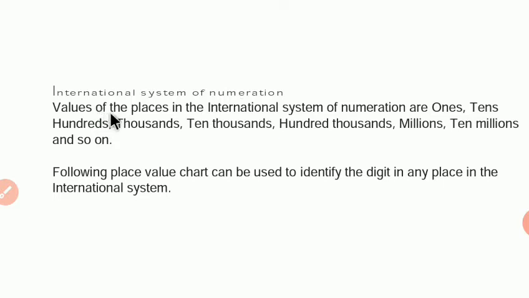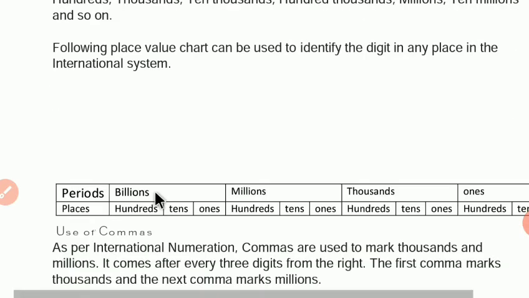Here are the values of places which we have to use in the international system. So values of the places in the international system of numeration are ones, tens, hundreds, thousands, 10,000s, 100,000s, then million, 10 millions, after this billion, and so on. So we will see the place value chart. The following place value chart can be used to identify the digit in any place in the international system.